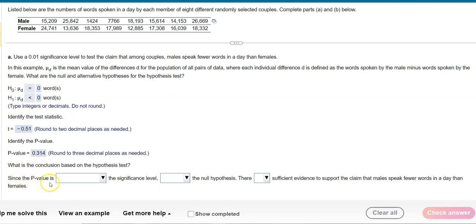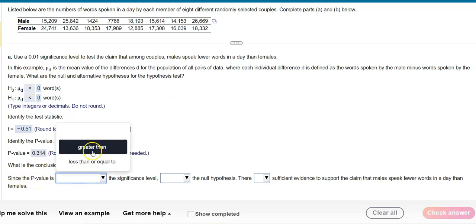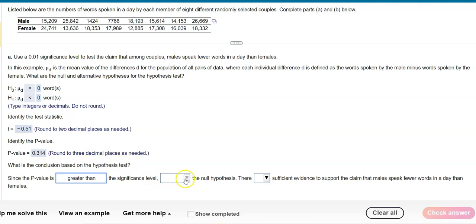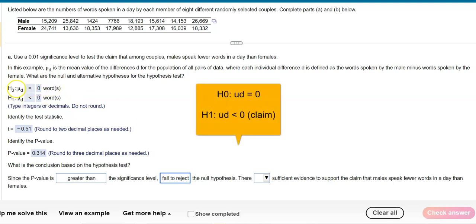So here it says since the p-value is greater than the significance level, we will fail to reject the null hypothesis. Okay, so what does that mean practically? Well, this was our null hypothesis. The null hypothesis said that the difference was going to be 0. In other words, there's no difference. The difference is 0 between the men and the women, so men are speaking the same number of words as women. And we did not decide to reject that. So in other words, we're saying, yeah, it could be, I don't know. There's no reason I would reject that statement. I don't have any evidence to reject it.